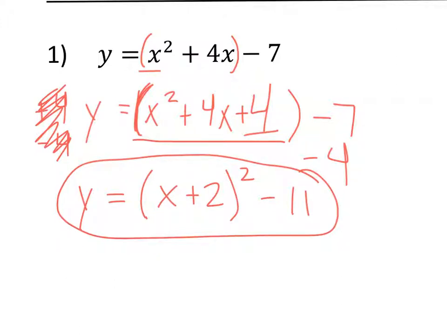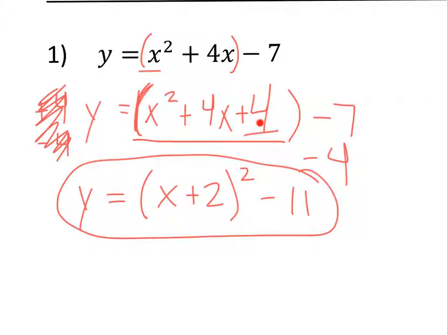So let's recap. First step, put parentheses around your x's. Second step, if there's a number in front of your x squared, you need to divide it out. Otherwise, leave it the same. You're going to rewrite it here, leaving some space to complete the square. To complete the square, you take half of your b and square it.